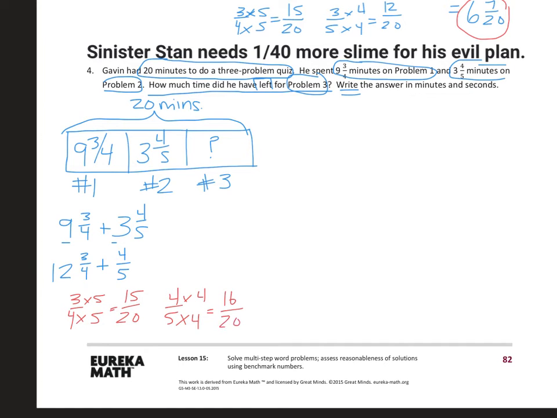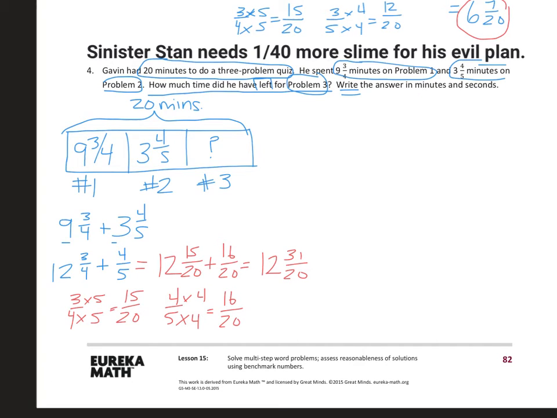So now I have new fractions that I'm going to go over here to the expression that I need to solve, but I need to change my 3/4 and 4/5 into the new fractions that I just got. So I have 12 and 15 20ths, and I'm going to add that to 16 20ths. And so I'm going to get 12 and 15 plus 16 will give me 31. So I have 12 and 31 twentieths.